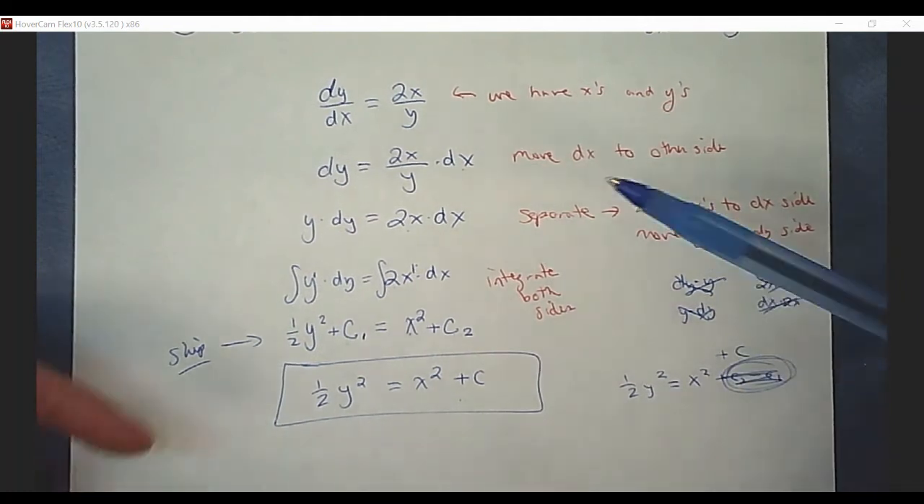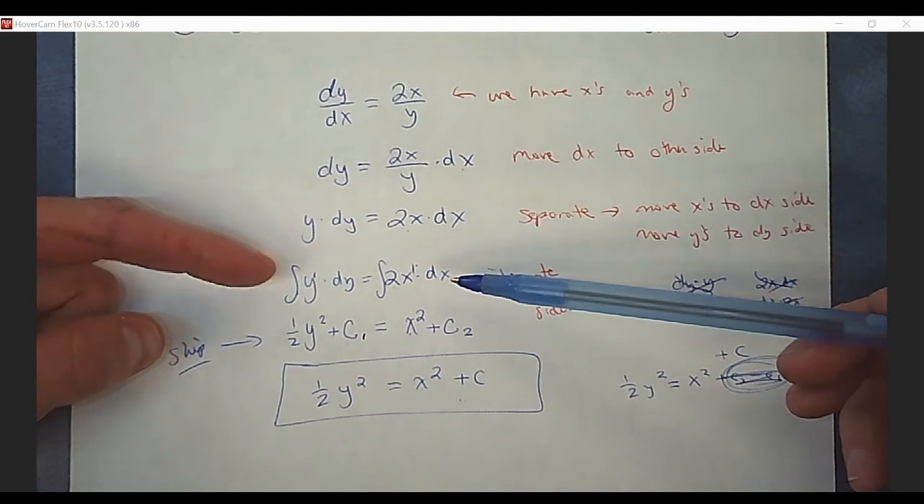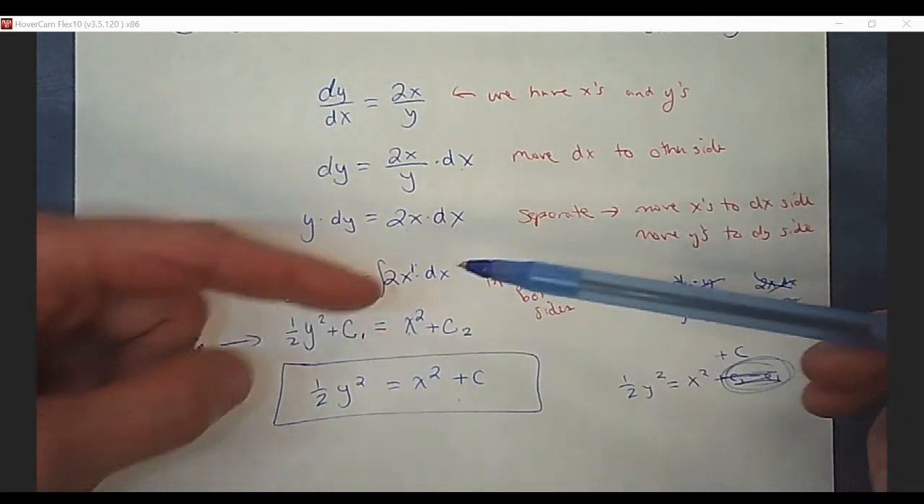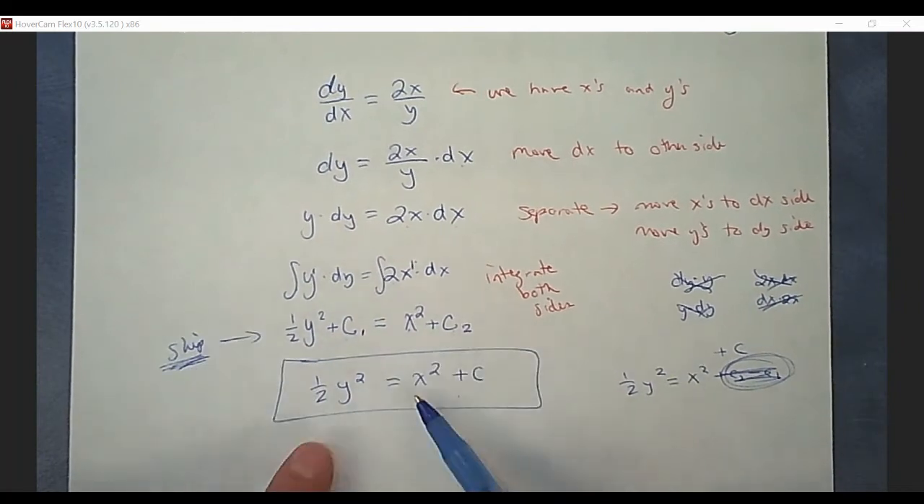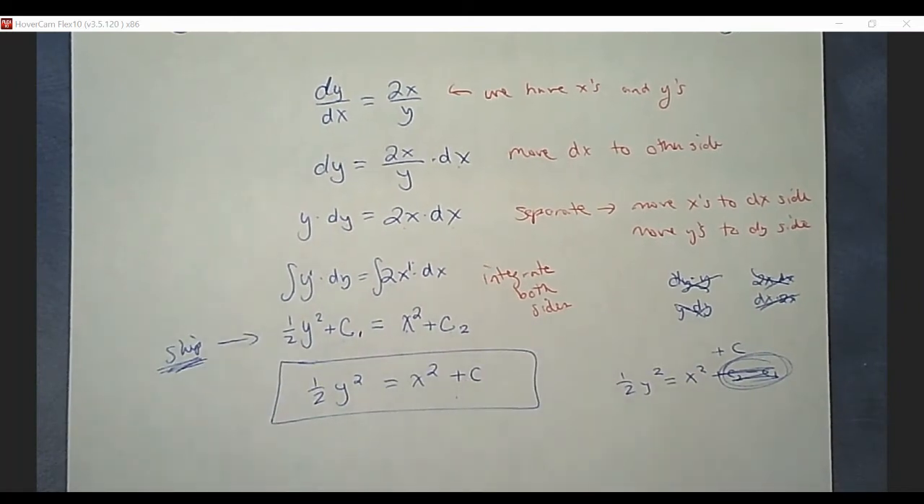So just to show you technically what's happening here, we are finding the antiderivative. We have an unknown constant. But we tend to skip this step and just throw a single plus c over there on the right-hand side.